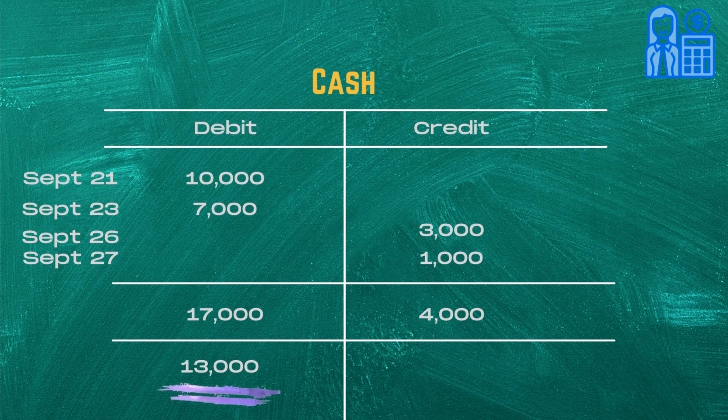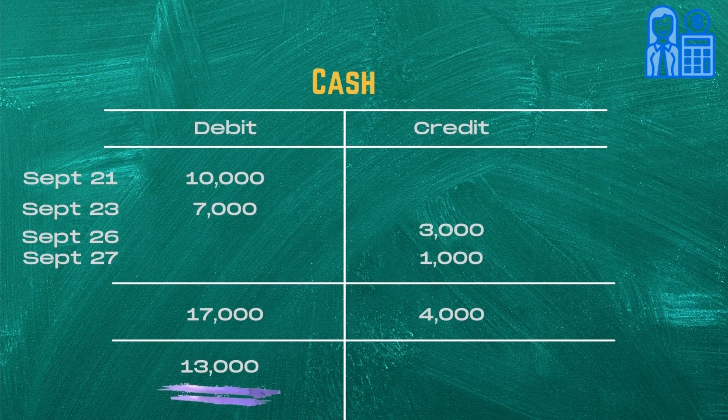So the next is balance. It is the sum of debit entries minus the sum of credit entries in an account. If the balance is positive, the difference is called a debit balance. If it is negative, it is called a credit balance. So here in our example, the balance of cash is 13,000. And it is on the debit side. So it is called a debit balance.